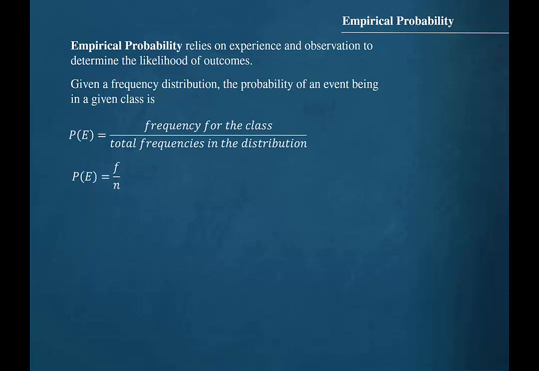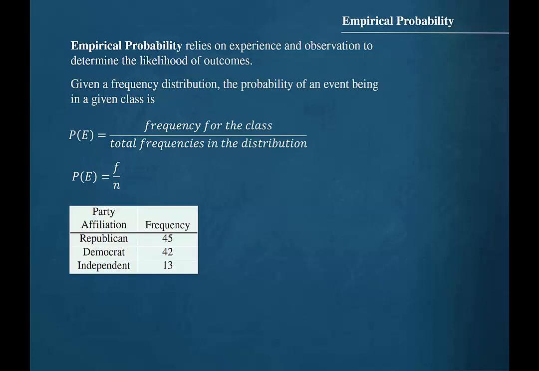This is abbreviated as the probability that event E will occur is equal to F divided by N. The table below is an example of a political party affiliation poll. The participants responded either Republican, Democrat, or Independent with the given frequencies. From this table, a researcher would determine that the probability that a Republican would be selected from this population is equal to 45 out of 100.